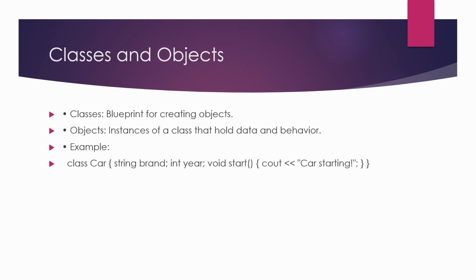At the core of OOP are classes and objects. A class acts as a blueprint for creating objects, which are instances of that class. For example, imagine a class Car with attributes like brand and year, and a method start that defines how the car starts. Objects are the actual instances, like my car, that use these attributes and methods to perform operations.